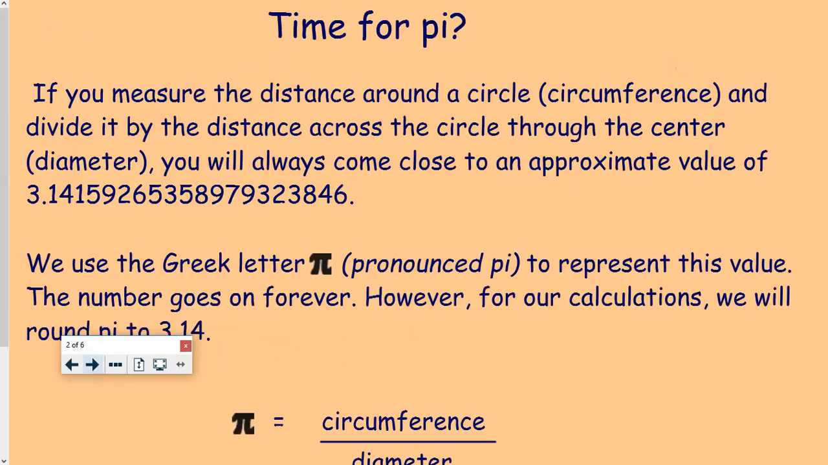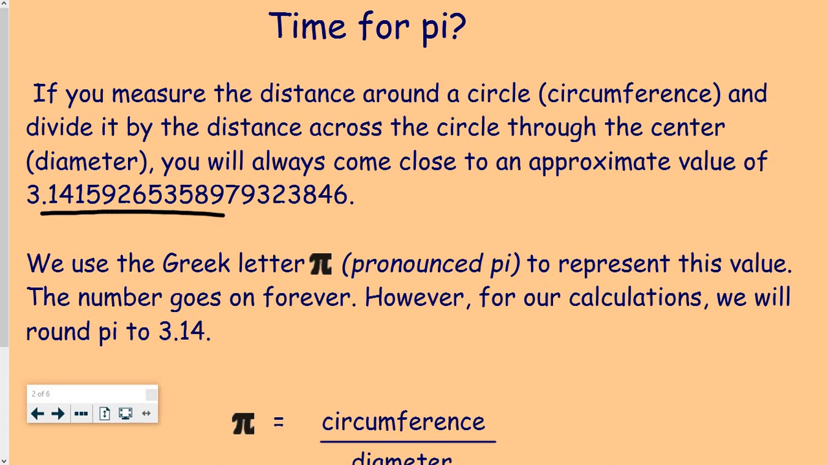So let's get started. The circumference is the distance around the circle. If you divide it by the distance across the circle through the center, which is the diameter, you will always come close to this number, 3.14159, etc. So circumference divided by the diameter equals pi. Pi is represented by the Greek letter pi, to represent that infinitely long number.